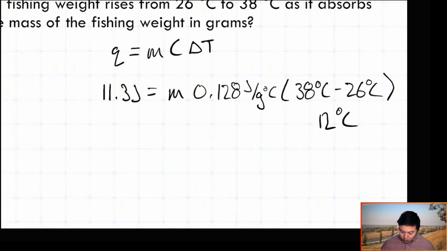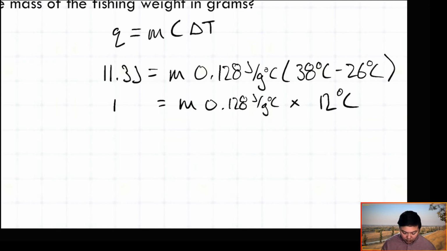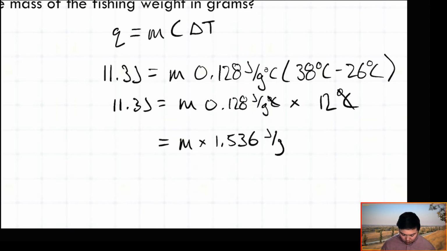Let's zoom in on this. Multiply it by 0.128 joules per gram degree C. And we can look at these units stepwise as well, right? So here we're multiplying degree C by degree C. So we're going to end up with M times 1.536 joules per gram equals 11.3 joules.